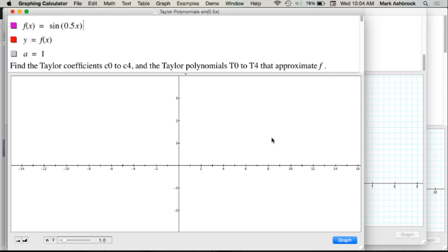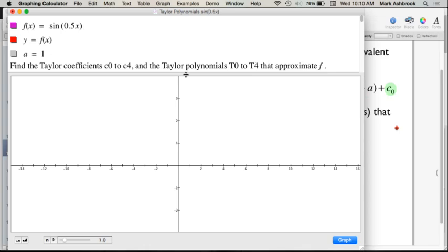So I'm going to take attendance, see how you do on this. You're going to find, for this function centered at 1, so a is 1, and the function is sine of 0.5x, C0, C1, C2, C3, and C4, and then see if you can write the Taylor polynomials. It might be easier if you write this one first. So go backwards. Write T4 first, and then ask what would T3 be, and what would T2 be, and T1, etc. Because T4 looks the most like the one that we had. All right?